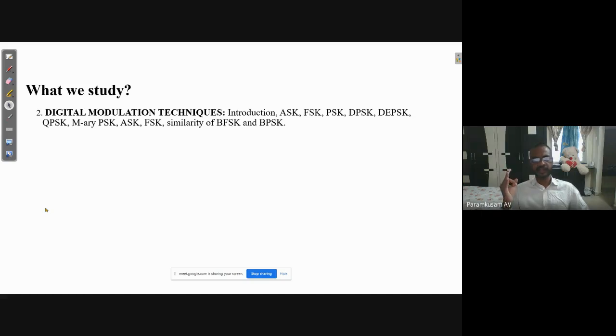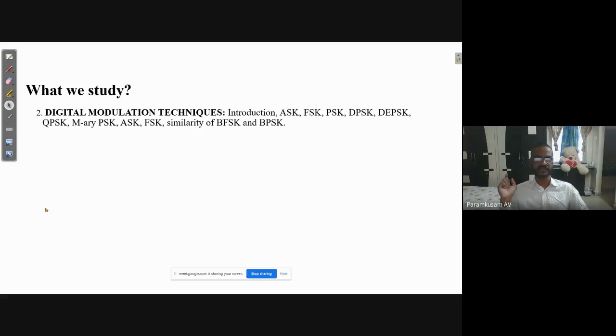We take the carrier, high frequency carrier. The amplitude of the carrier is varied according to the modulating signal. That is amplitude modulation. Similarly, here also same. We take the sinusoidal carrier, as we have taken in the analog communication. Whether analog communication or digital communication, the carrier is high frequency sinusoidal signal.